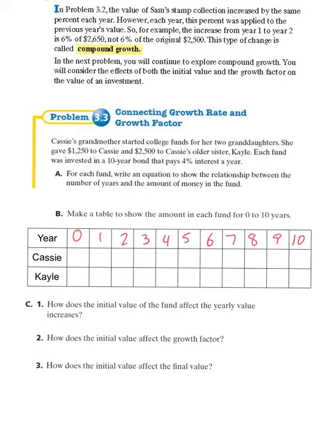All right, for investigation 3.3, we're looking at compound growth. It has to do with a savings account that Cassie and Kaylee's grandmother set up for them. So what I'm going to do is walk you through what you would need to do for each of these girls to figure out the values of their accounts for the 10 years.